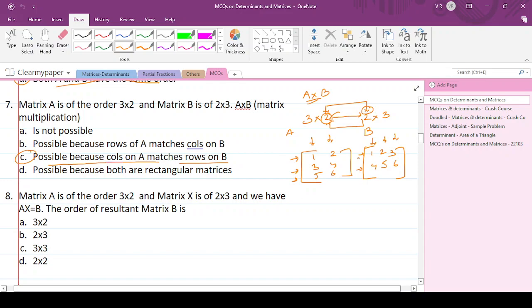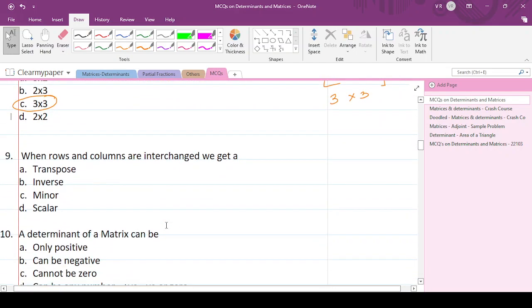Once you multiply A and X, this is A and this is X, whatever the output matrix is, its order will be the remaining two numbers: the rows of the left matrix, which is 3, and the columns of the right matrix, which is again 3. So this matrix will have 3 rows and 3 columns, 3 by 3. Is the 3 by 3 answer here? Yes, we have a 3 by 3 answer here. So that's MCQ 8. Let's move on to 9.